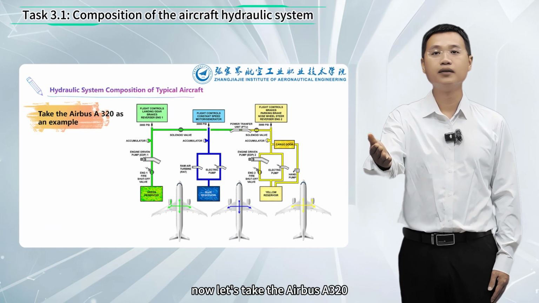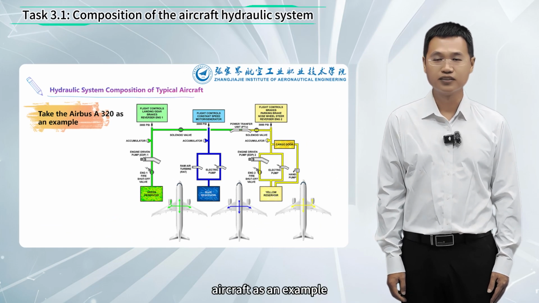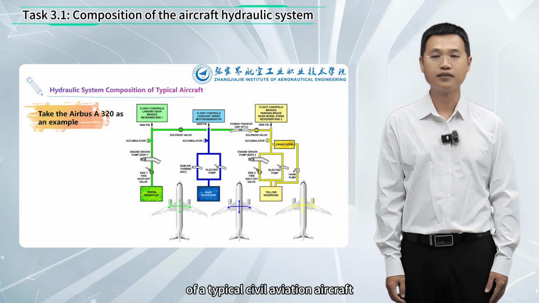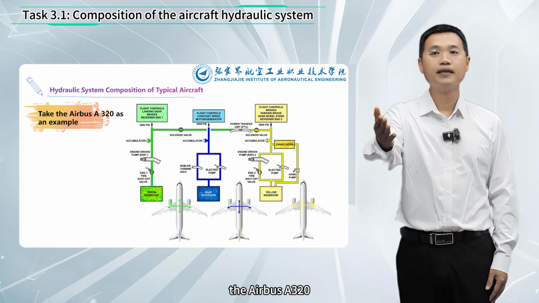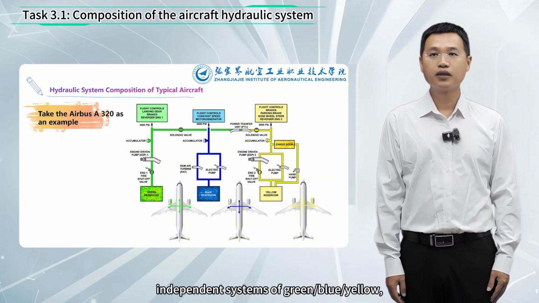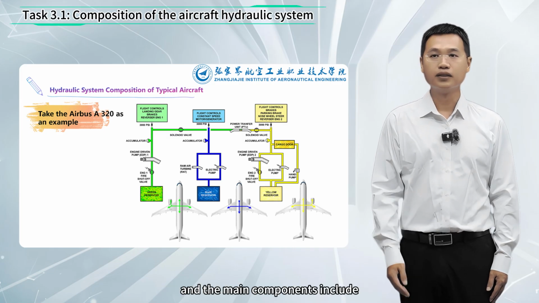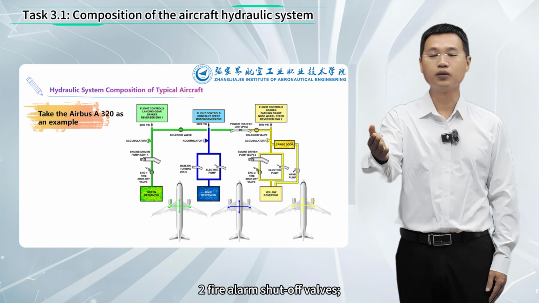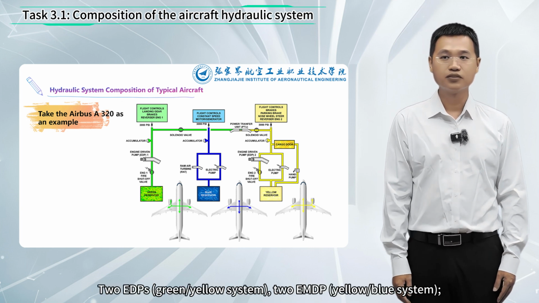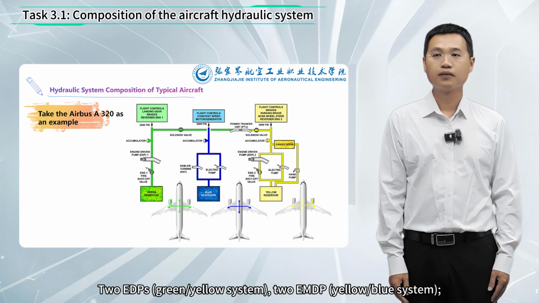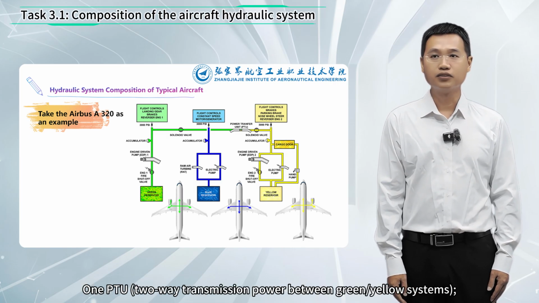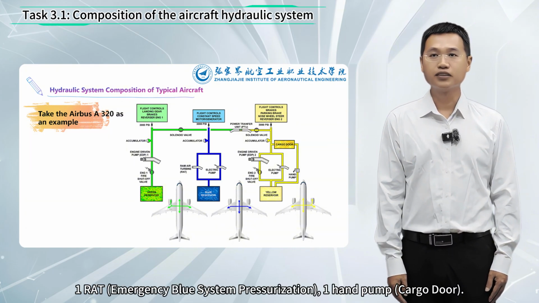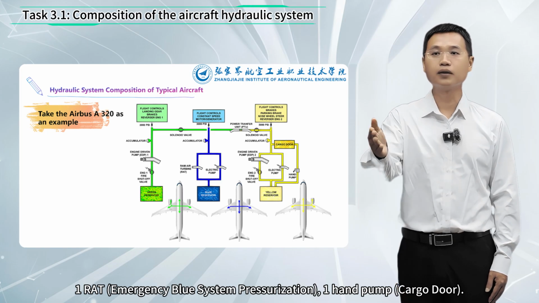Now let's take the Airbus A320 aircraft as an example to understand the composition of the hydraulic system of a typical civil aviation aircraft. The Airbus A320 is equipped with 3 independent systems of green, blue, yellow, and the main components include 3 hydraulic fuel tanks, 2 fire alarm shutoff valves, 2 EDPs, green/yellow system, 2 EMDP, yellow/blue system, 1 PTU two-way transmission power between green-yellow system, 1 RAT emergency blue system pressurization, 1 hand pump cargo door.